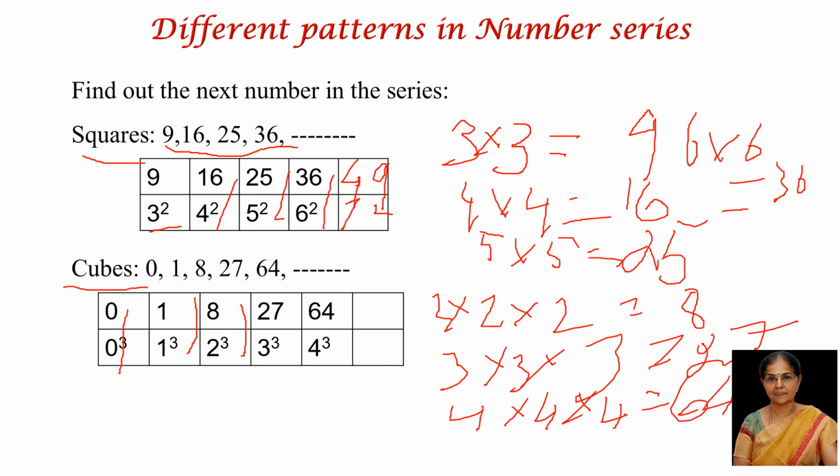Now look at the pattern. 0 cube, 1 cube, 2 cube, 3 cube, 4 cube, and the next should be 5 cube. So 5 into 5 into 5. 5 into 5 is 25. 25 into 5 is 125. Right? So the answer is, the next number in the series is 125. Is that clear? Good.